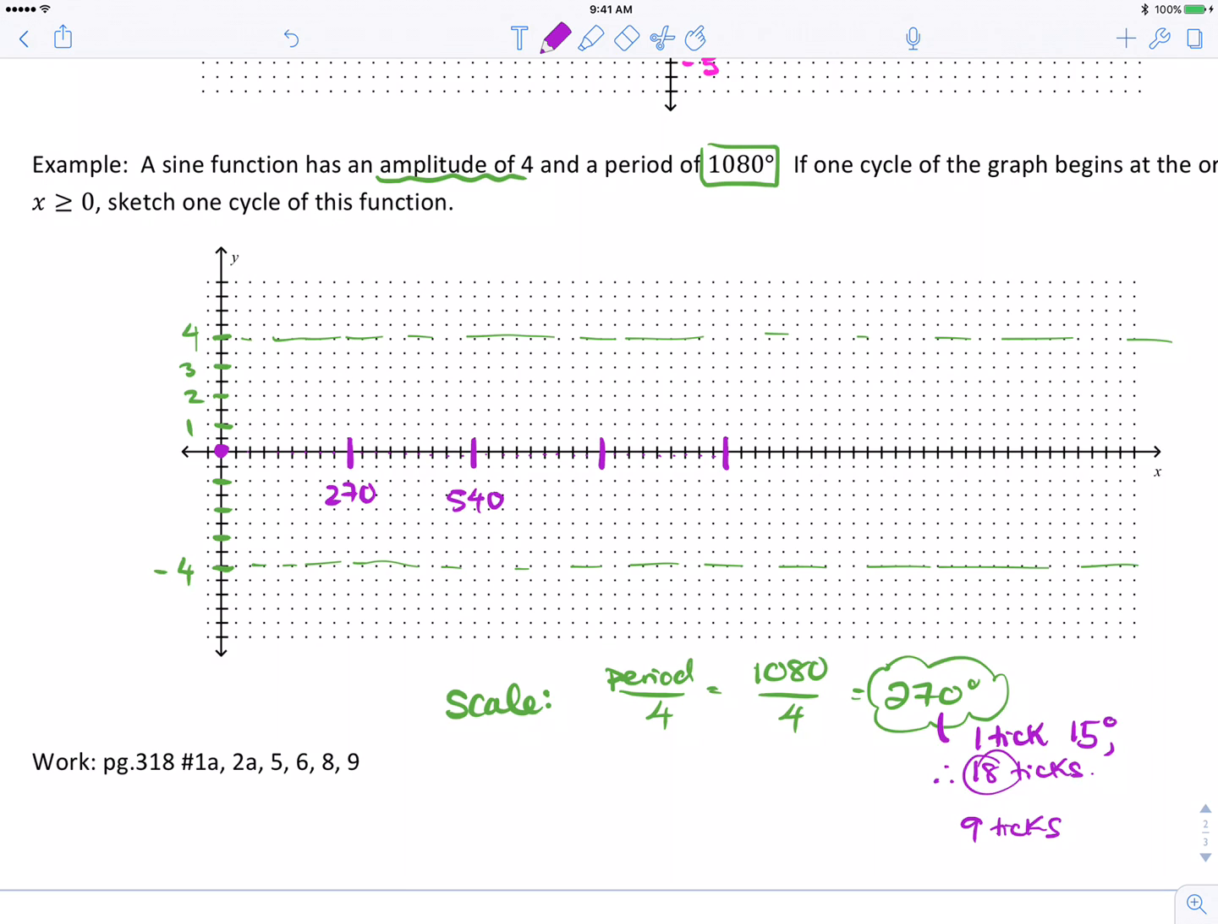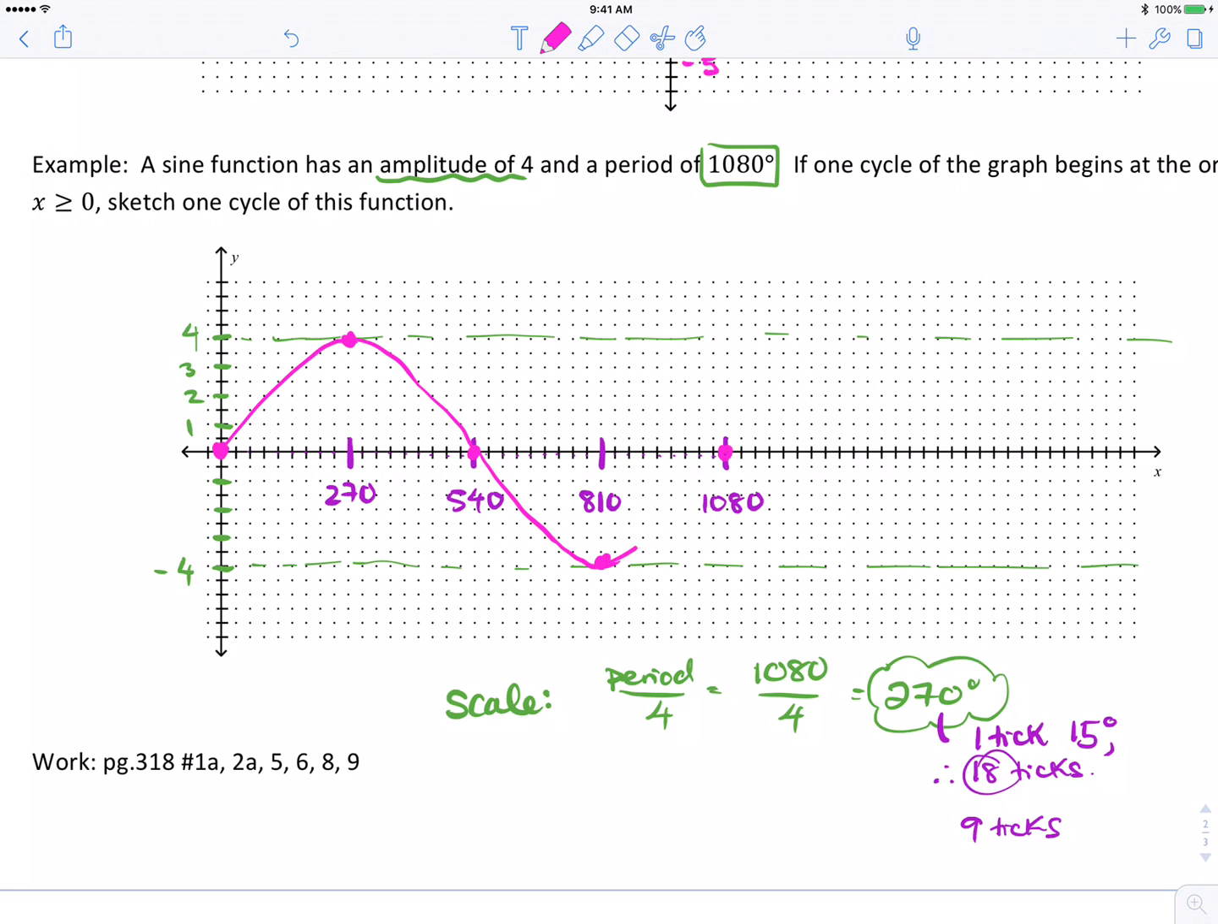Please make sure that you're labeling your scales, and this is our 270. Okay, so I get my full cycle. Sine starts in the middle, maximum, middle, bottom, middle. And I've sketched one full cycle here.